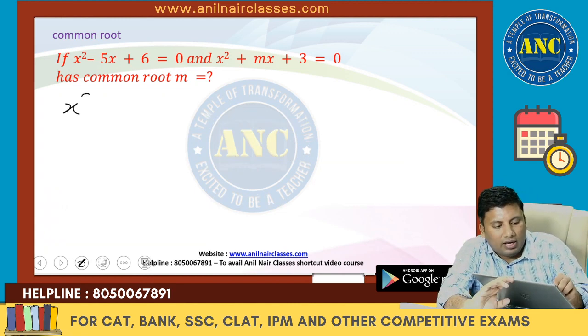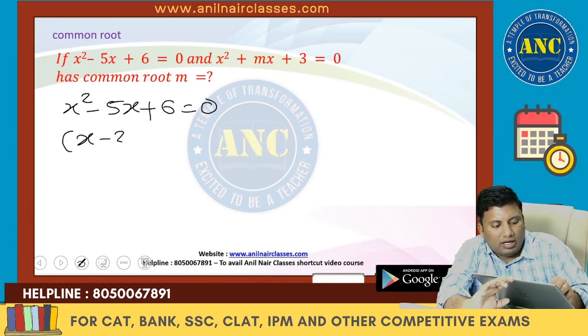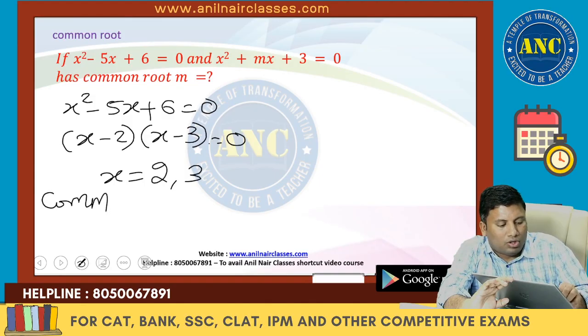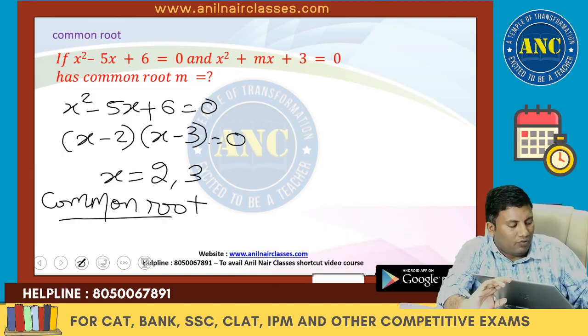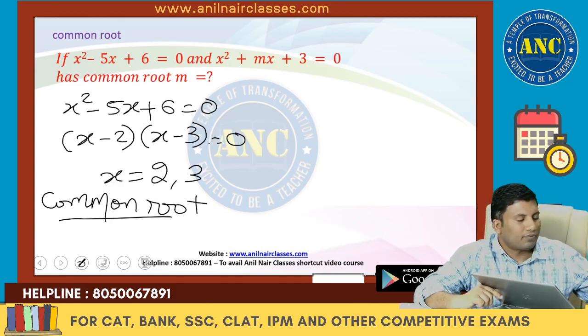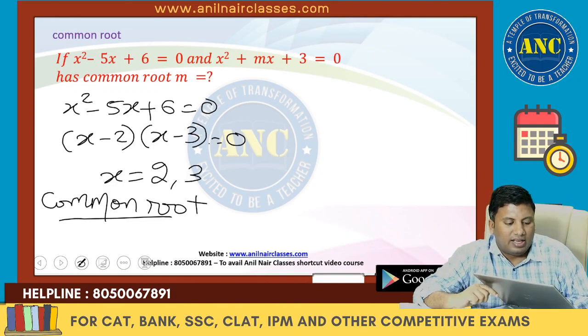x square minus 5x plus 6 equivalent to 0. This is nothing but (x minus 2)(x minus 3) equivalent to 0. x is 2, 3. One common root. Common root means we don't know which root is common.